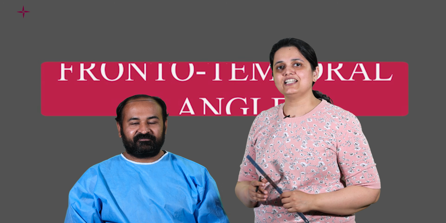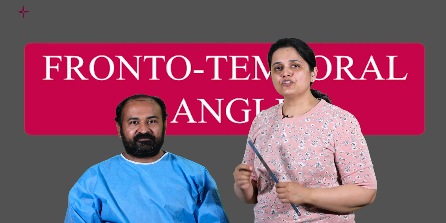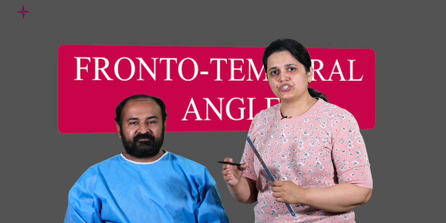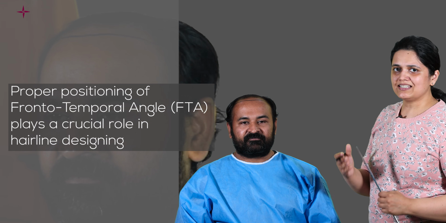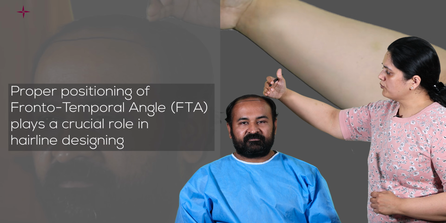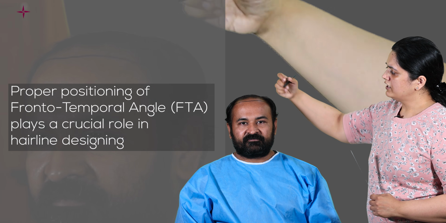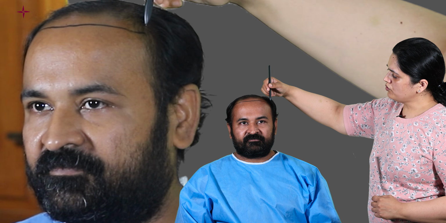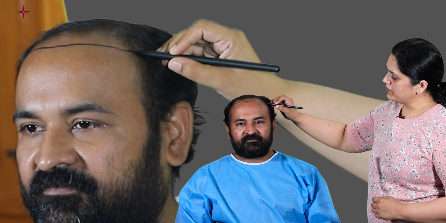The first mistake that happens is the placement of the frontotemporal angle much lateral to the exact position that it should be. In patients with extreme grade 6 and 7 baldness, when the temporal humps have receded a lot, the hairline meets the temporal point here. So the point is lying much lateral to the desired position.